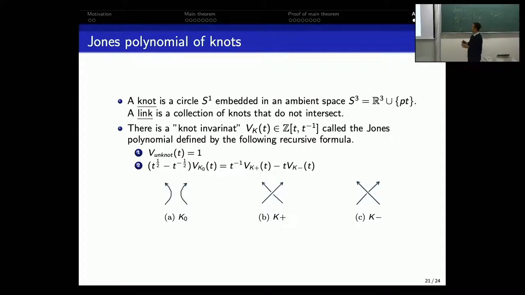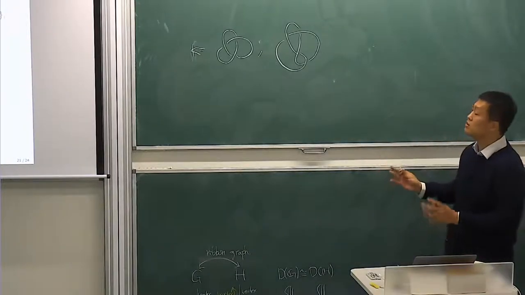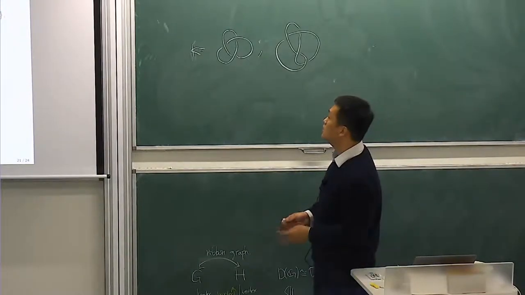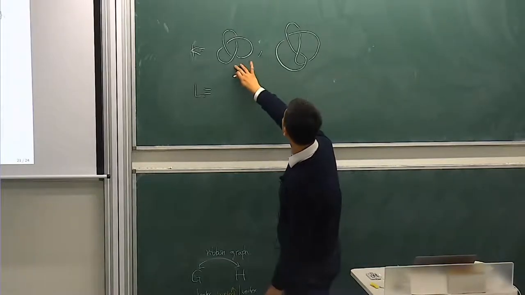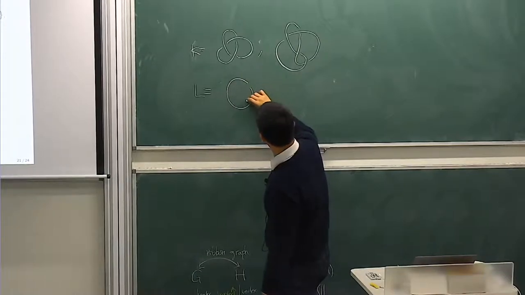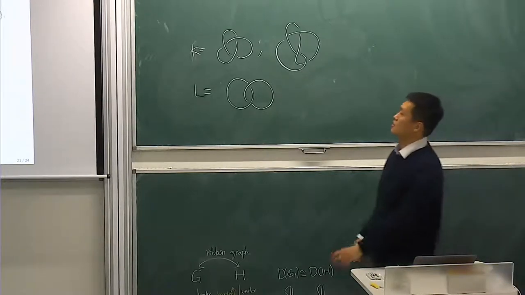A knot is a circle S1 embedded in an ambient space S3. So an example of a knot looks like this. Maybe we have a knot like this, or like this. So this is just a circle, but in R3. And a link is a collection of knots that do not intersect. So you may think these two are links, or you may think of a link like this. They do not intersect, but they can interlace with each other.